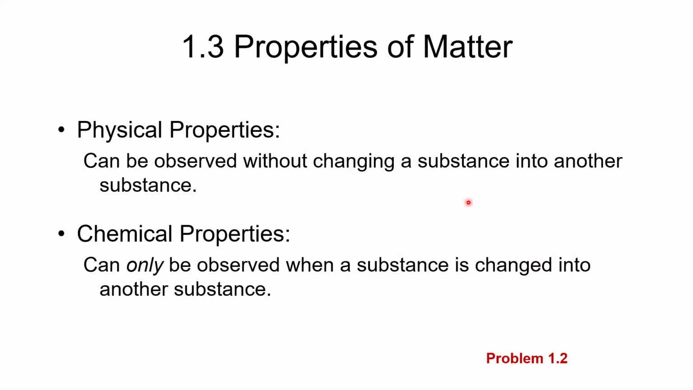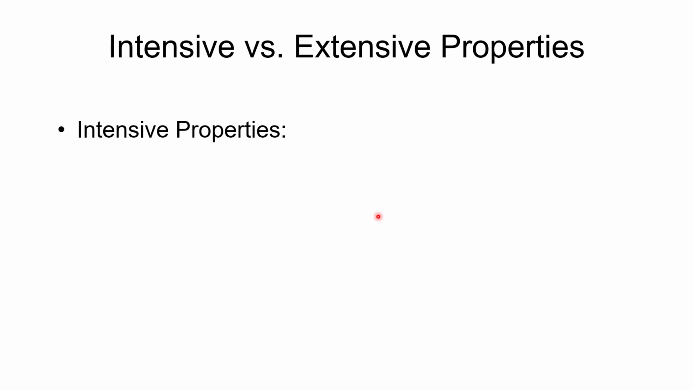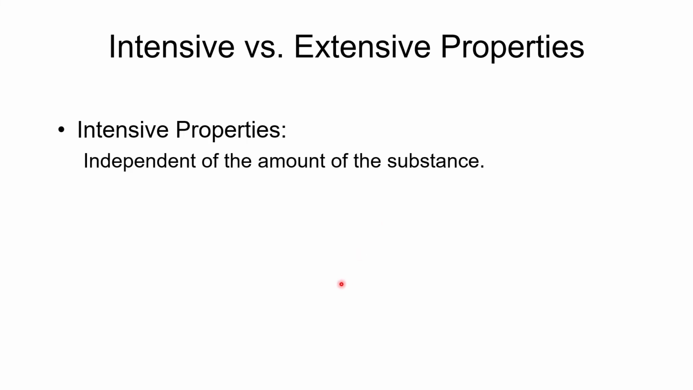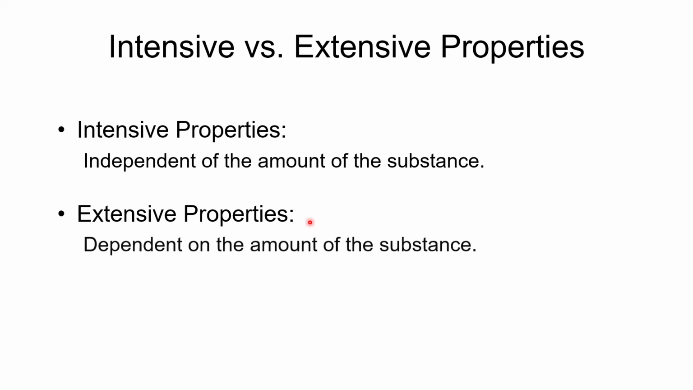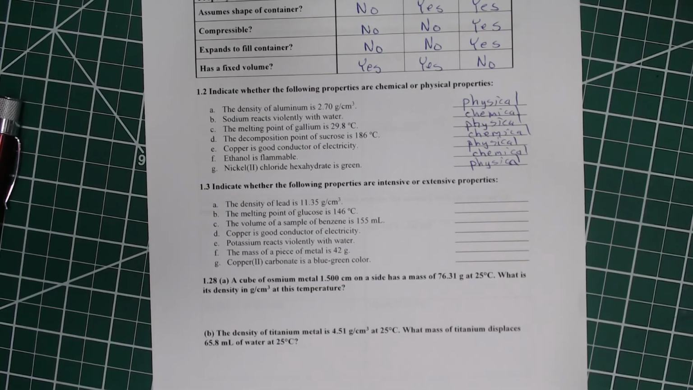So next, we want to look at intensive versus extensive properties. So intensive properties are independent of the amount of substance that is present. That means that whether you have 1 gram of it or 100 grams or 1,000 grams, then whatever that property is still going to be true. Whereas extensive properties depend on how much you have. So they depend on the amount of substance. Again, the best way to solve this is to go through and look at problem 1.3 on the in-class assignment.